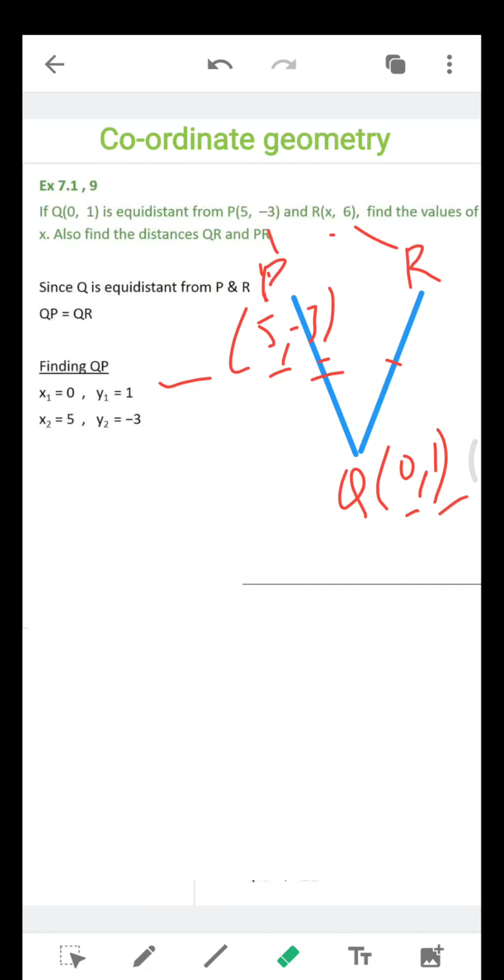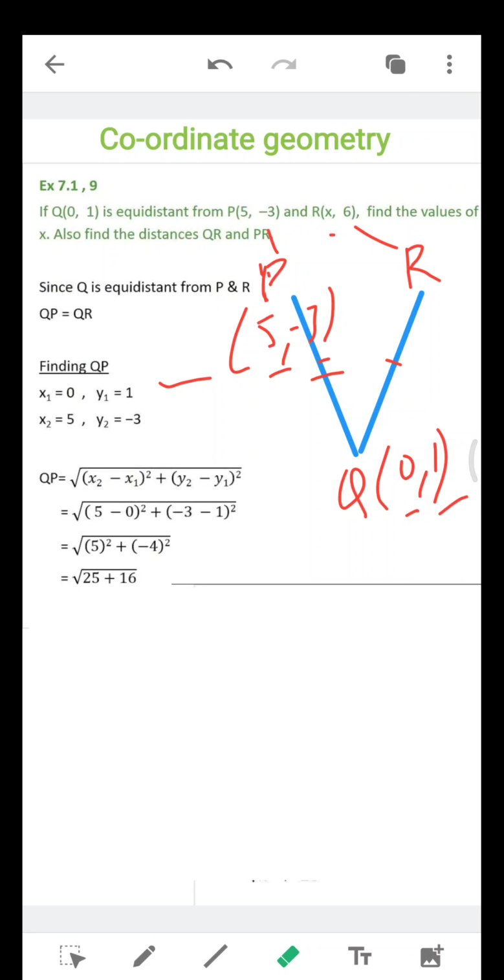If I proceed with this and find the distance using the distance formula, let's find the distance. So x2 minus x1, 5 minus 0 whole square plus minus 3 minus 1 whole square. 5 minus 0 is 5 whole square and minus 3 minus 1 is minus 4 whole square. So that becomes 25 plus 16, and that will be root 41. So distance PQ is root 41. Then similarly we'll find distance QR.